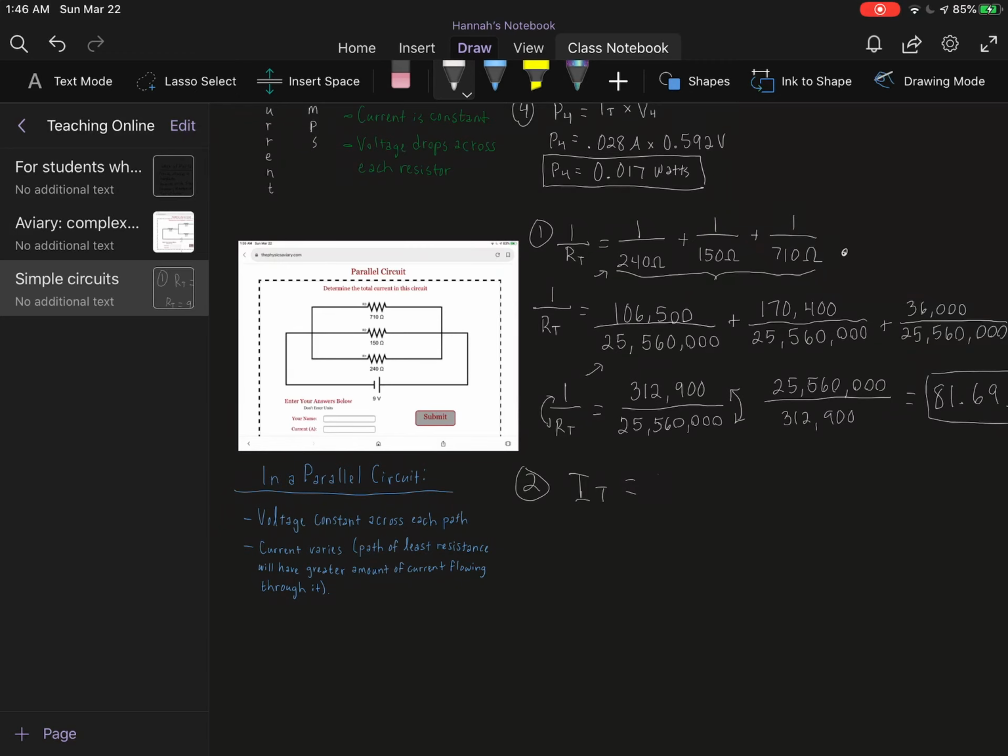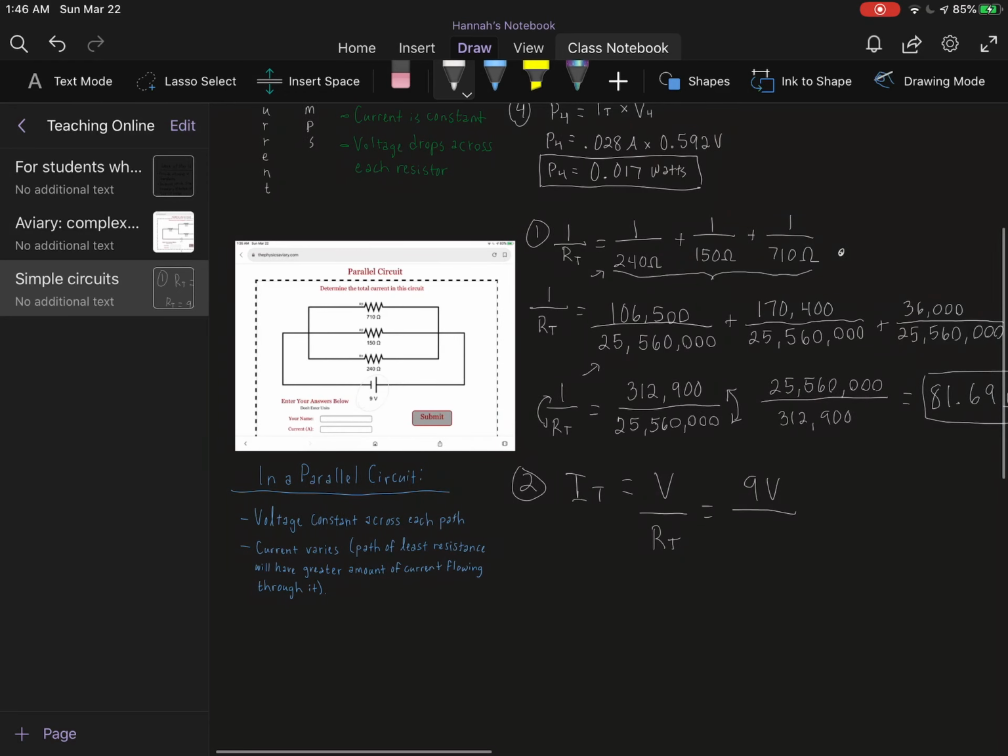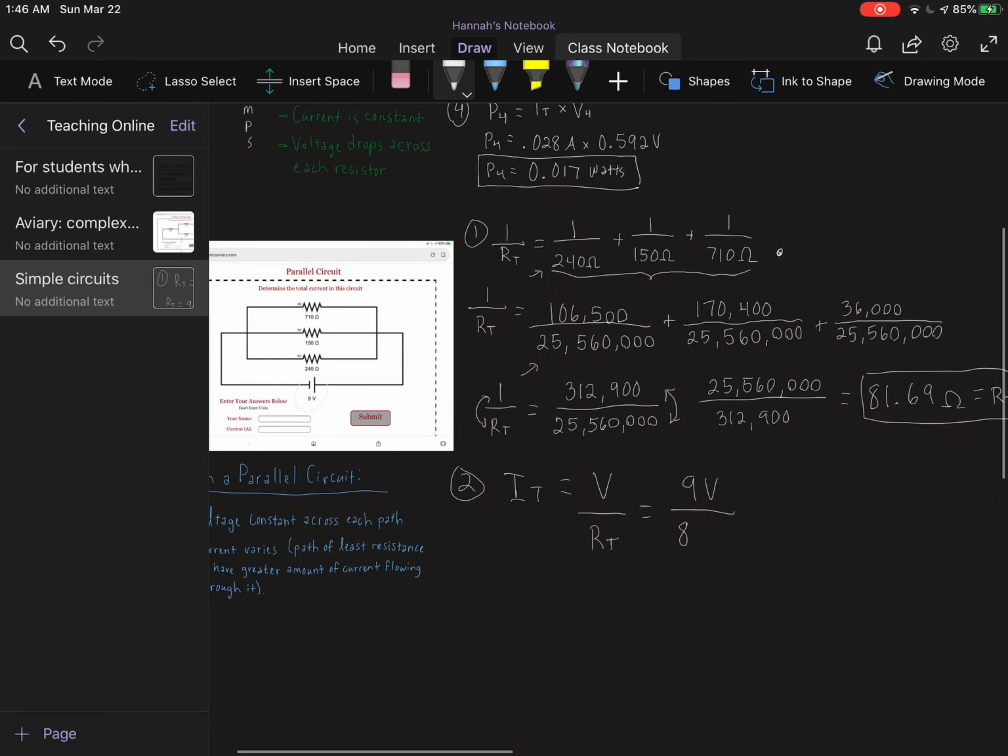Okay, so total current is still equal to your voltage divided by your total resistance. Don't have to do anything crazy to get our voltage. It's right over there. And we're dividing that by 81. So we should get something in the ballpark of 1 divided by 9. Right? 9 times 9 is 81. Yeah, okay. So I do 9 divided by 81.69. And I'm getting 0.11 amps for my total current. Okay, and that should do it.